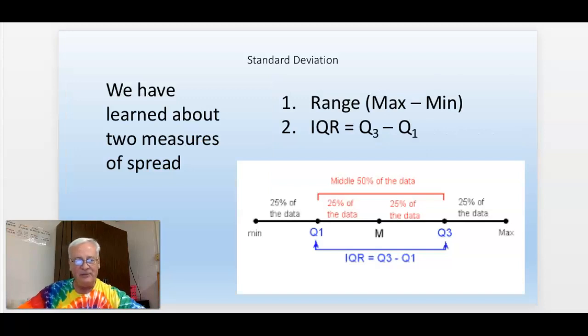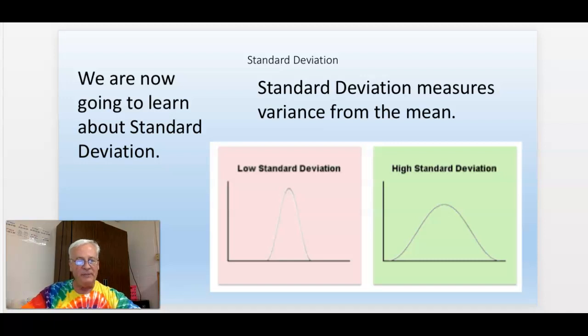We have talked about two different measures of spread. We've talked about the range, and the range is the max minus the min. That's the total range from the biggest to the smallest. And then we looked at the IQR, or the interquartile range, where half of the data sits inside the interquartile range. That's how it varies from the median. Well, now we're going to learn a different measure of spread called standard deviation. It measures variance from the mean, how the data varies from the mean.